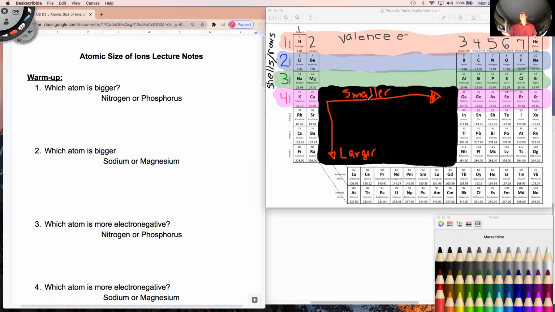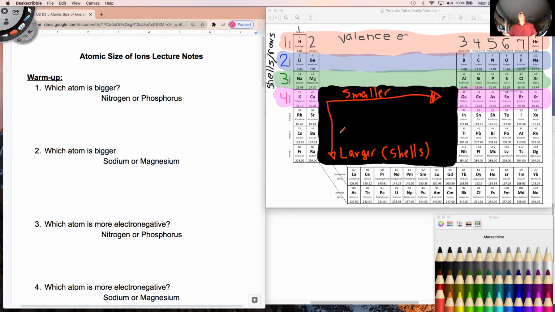Now, what causes the atoms to get larger as you move down? Well, it was all about the shells. So if you have an atom that has 4 shells and you're comparing it to an atom that only has 2 shells, the atom that has 4 shells is going to be markedly larger. So that comes down to shells.